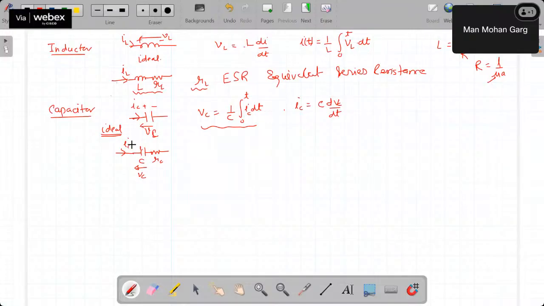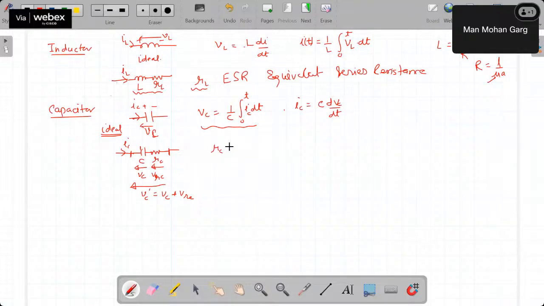But this current IC is also passing through this RC, right? So there will be one voltage drop across this also. So that is VRC. Let's represent it with VRC. So what will happen? The total voltage across this physical capacitor, VC dash, will be the sum of VC plus VRC.